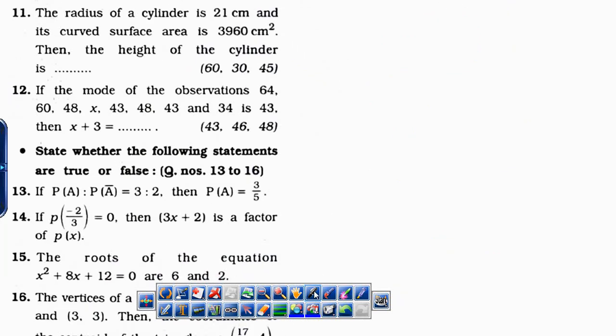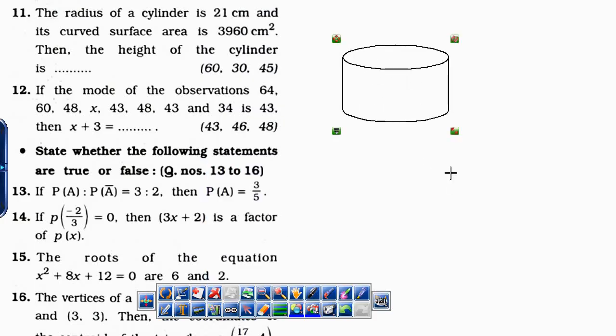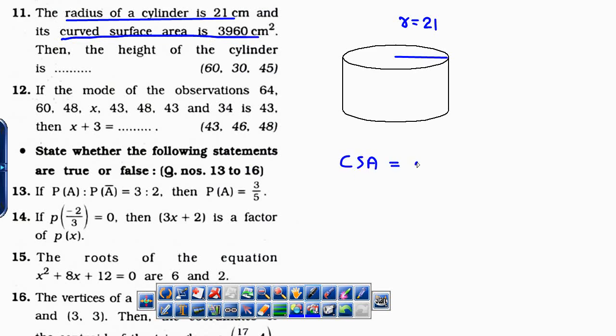Eleventh, the radius of the cylinder is 21 centimeter and its curved surface area is 3960. Then the height of the cylinder is what? Where is the cylinder? A 3D cylinder, this is the cylinder. Radius of the cylinder is 21, and curved surface area is 3960.